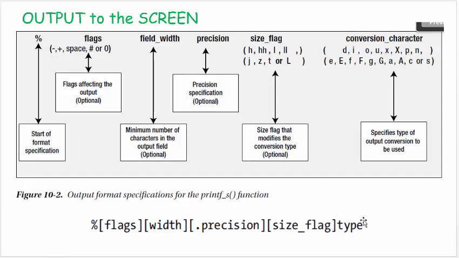So let's go back to printf, which is outputting to the screen, and let's take a formal look at it. So when we have an output specifier in our printf function, you have options that you can put in it. And so this is the general form of the format specifier that's the argument of a printf function. It always begins with the % sign, so that's the start of a format specification. And then I have these other options here. I can have flags, field width, precision, a thing called a size flag, and then finally the type, the data type that we are sending to the screen.